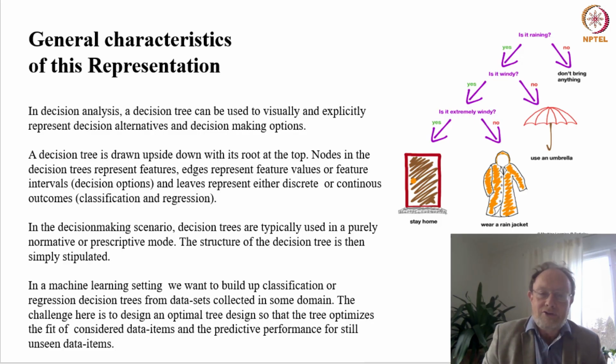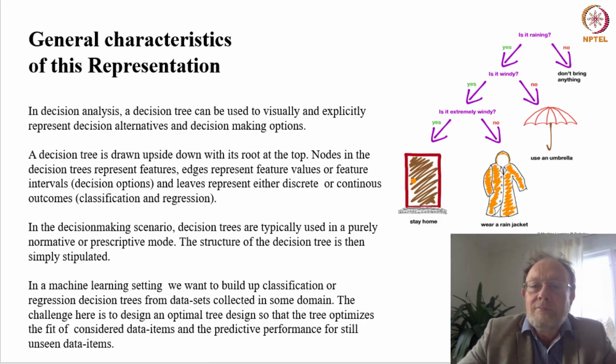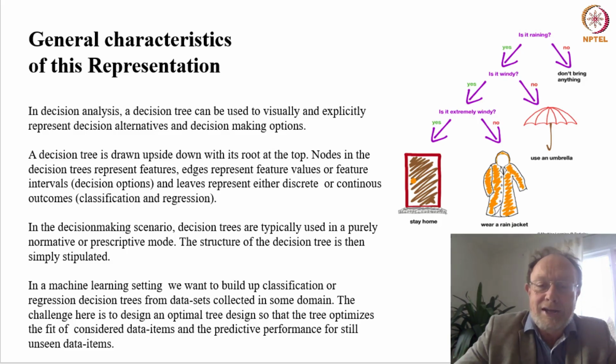In the decision-making scenario, decision trees are typically used in a purely normative or prescriptive mode, where we can set up a tree that is the guide for how to behave. The decision tree is simply stipulated. Look at the simple example to the right: it is a manual for how to act. You wake up in the morning and look if it's raining. If it's not raining, don't do anything. If it's raining, you may ask, is it windy? If it's not windy, I can bring an umbrella. And so on. So it's a little manual for how to decide.